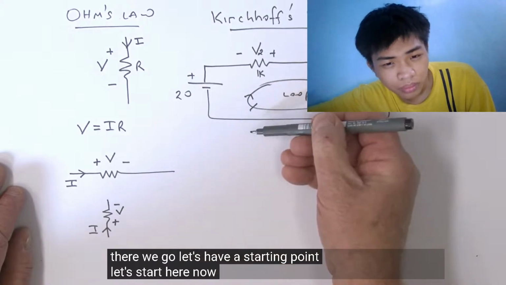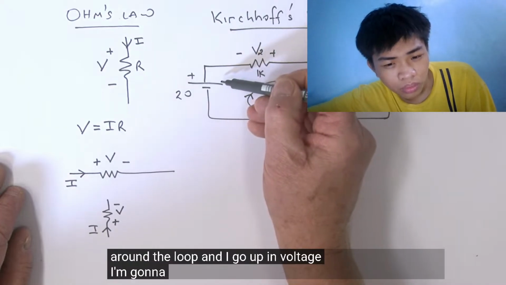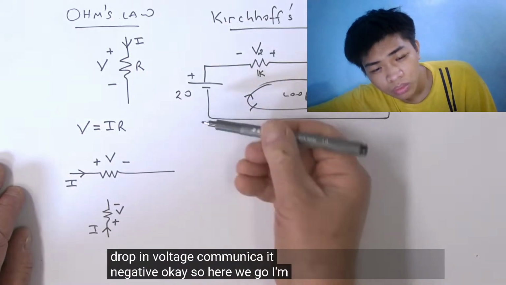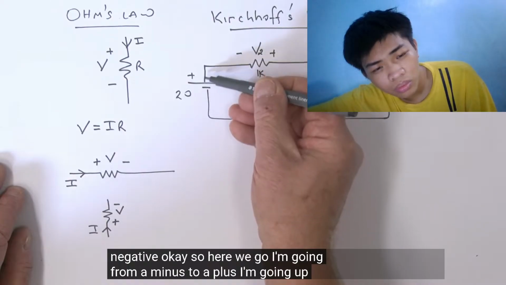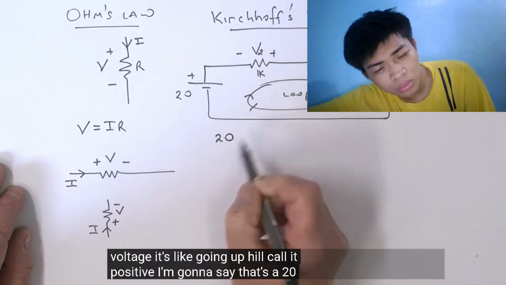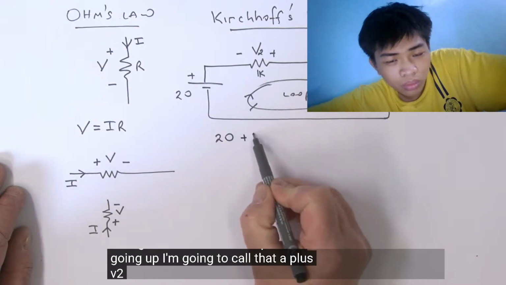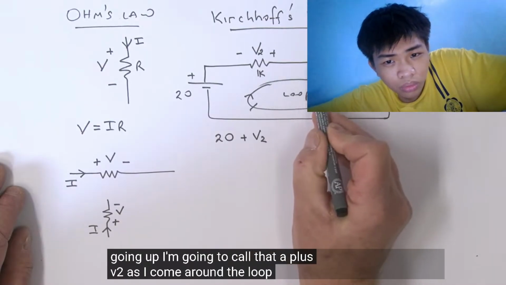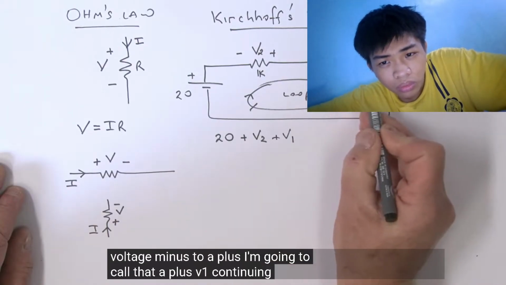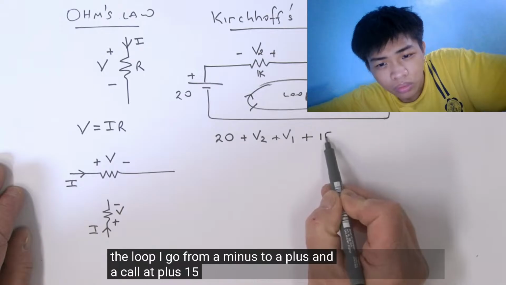Let's start here. Now, another little convention is if I'm traveling around the loop and I go up in voltage, I'm going to call that guy positive. If I drop in voltage, I'm going to call it negative. Okay? So here we go. I'm going from a minus to a plus. I'm going up in voltage. It's like going uphill, we'll call it positive. I'm going to say that's a 20. Next voltage, that's a minus to a plus. I'm going up. I'm going to call that a plus V2. As I come around the loop, next voltage, minus to a plus, I'm going to call that a plus V1. Continuing on around the loop, I go from a minus to a plus, and I call that plus 15.